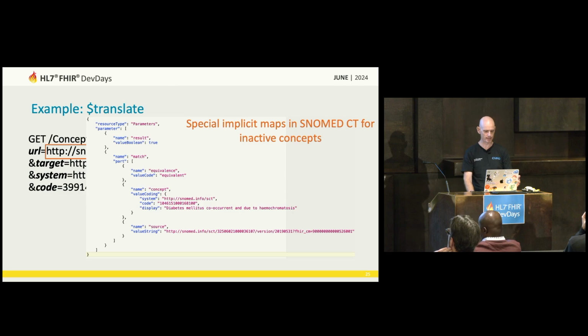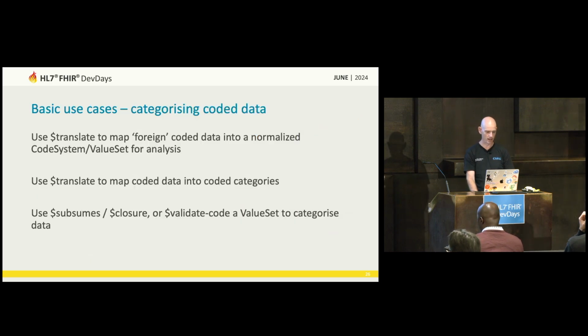What you get back is a thing like this. It's sending back a Parameters resource, which will have a top-level thing telling you whether there are matches or not, and then you can have a look at the matches. In this case, it's saying that it's equivalent. The original concept was actually bronze diabetes, which got replaced by diabetes mellitus, co-occurrent and due to hemochromatosis. And then it's provided at the bottom here. This is the map that it came from, is what that source URL at the bottom means. It always does play back to you what source the thing came from. There's another map example later in the next presentation, but I better hurry along.